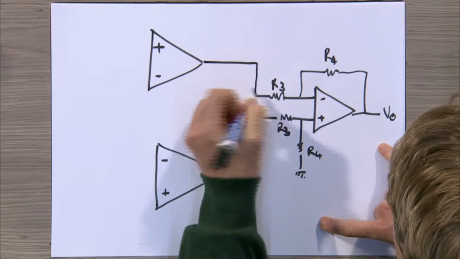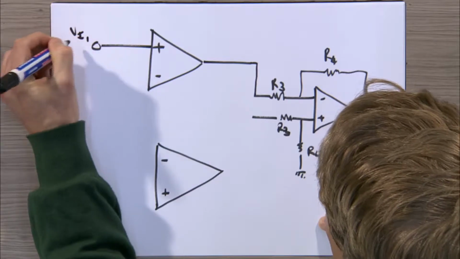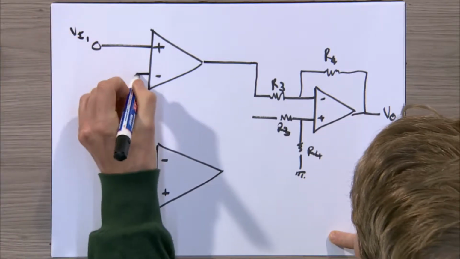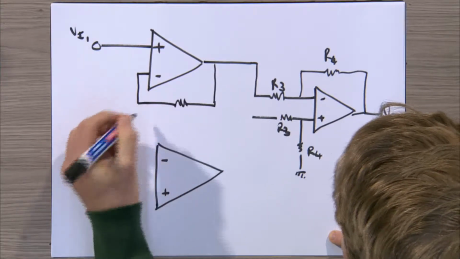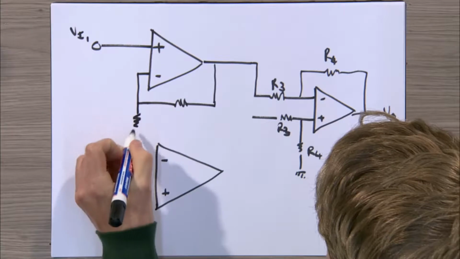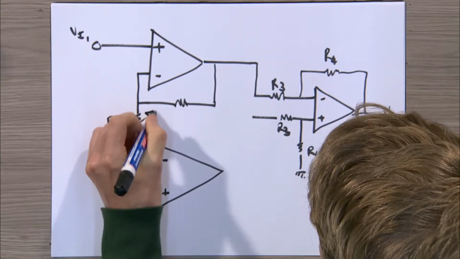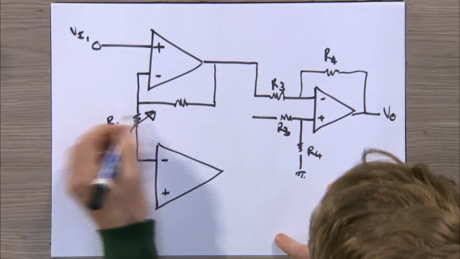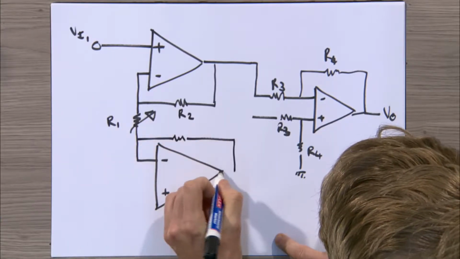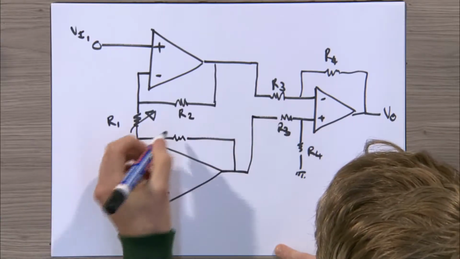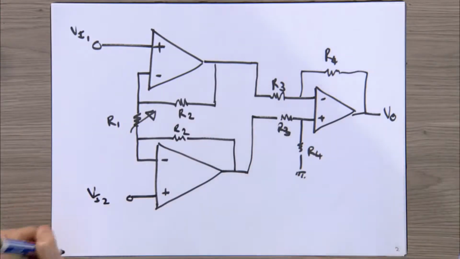Okay, over here we have a non-inverting amplifier with input 1 over there, with feedback, like we know. The only difference now is they are connected together using a variable resistor, R1. So this we haven't seen before. The rest of the circuit should be quite familiar to you, and we have an input here as well.